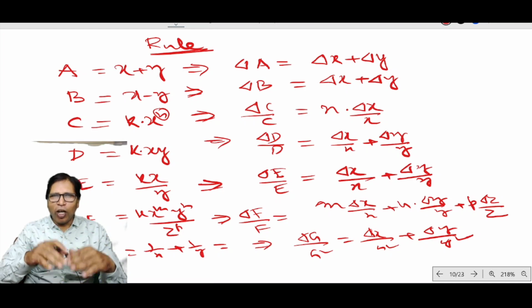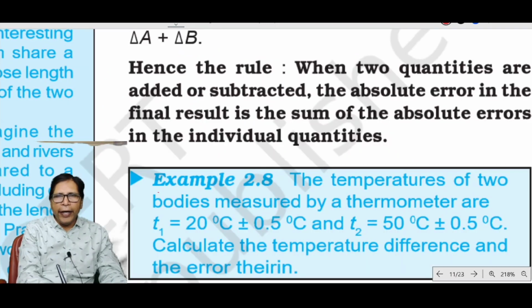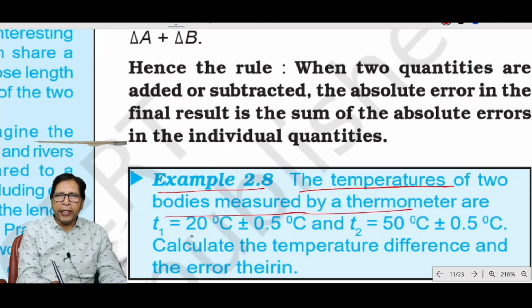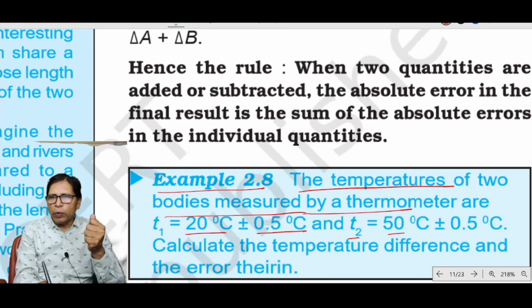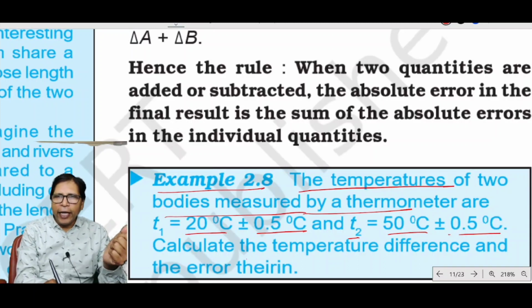Now I will be solving some numericals related to this. Okay. Now example 2.8. The temperatures of two bodies measured by a thermometer are T1 equal to 20 degrees Celsius plus minus 0.5 degrees Celsius and T2 equal to 50 degrees Celsius plus minus 0.5 degrees Celsius. Calculate the temperature difference and the error therein.